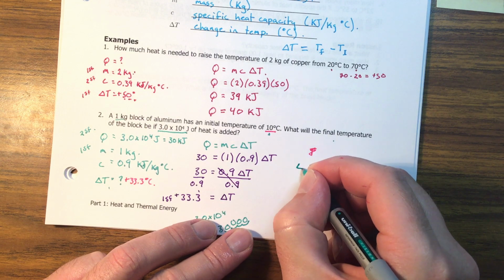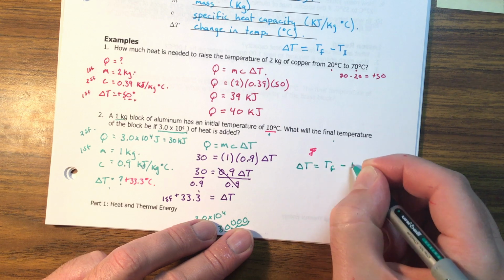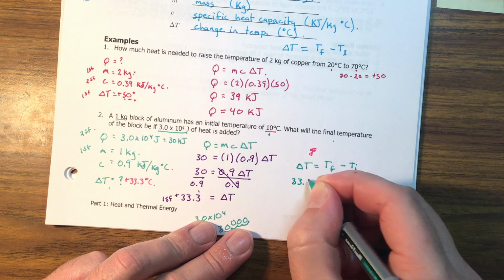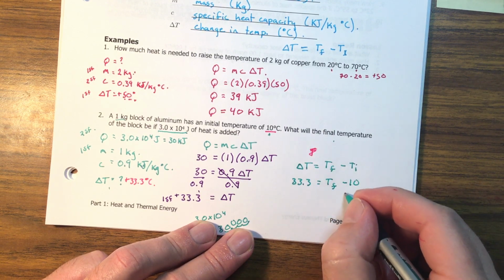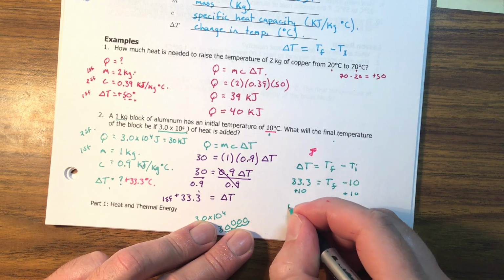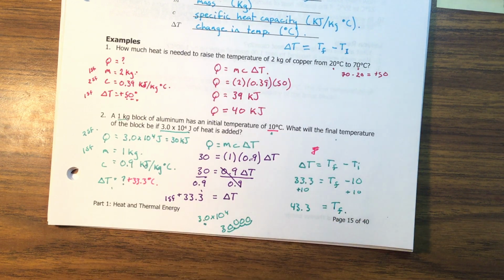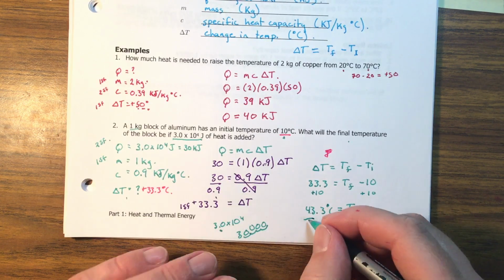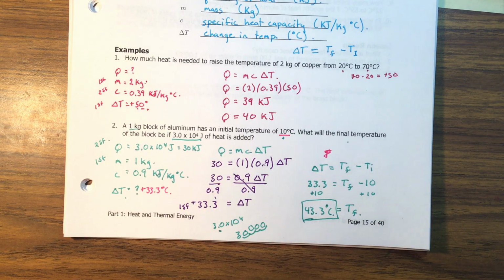You could use this little formula right here. Change in temperature is equal to final temperature minus initial temperature. And our change in temperature, 33.3, is equal to our final temperature that we don't know, minus 10. Add 10 to both sides. And we get 43.3 is equal to our final temperature. That's in degrees Celsius. There's our answer to the question. We answered the question, what will the final temperature be?